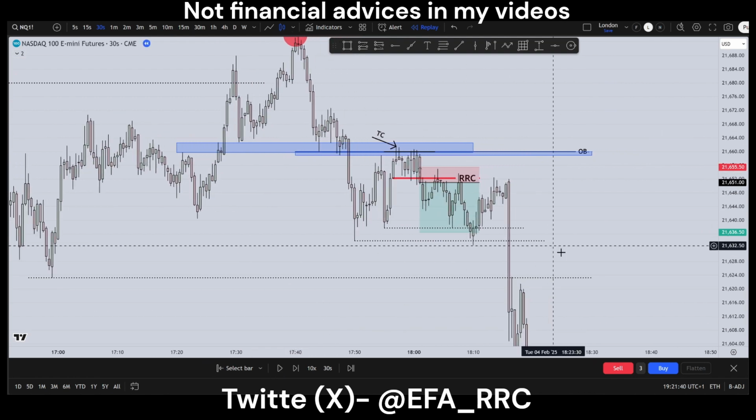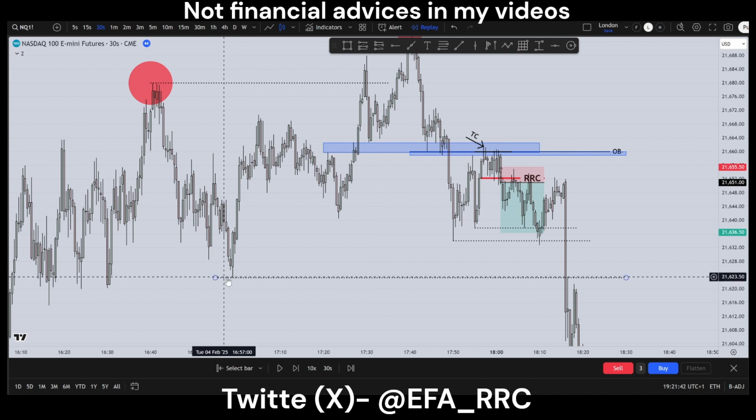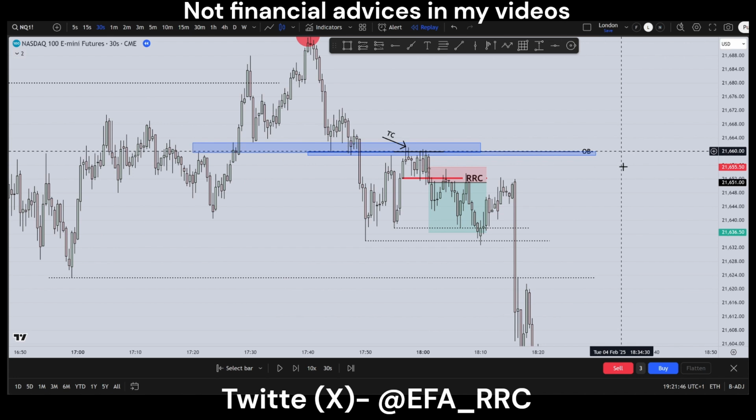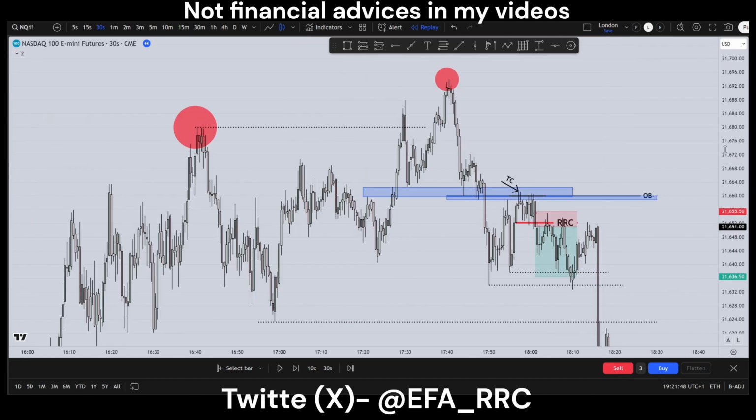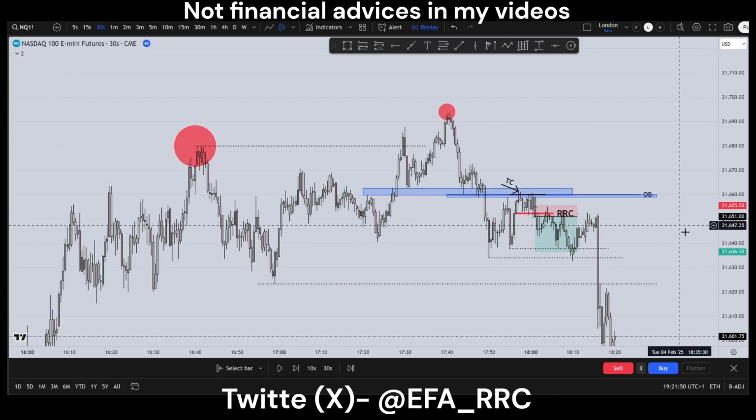And you can see we smashed through that low, which was our higher time frame target. Then this was today's trade breakdown. I hope you like also the bias explanation and how I'm looking at the direction.